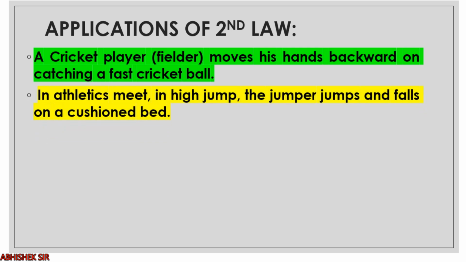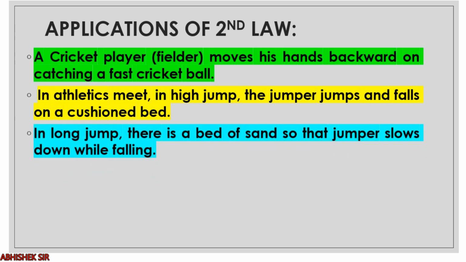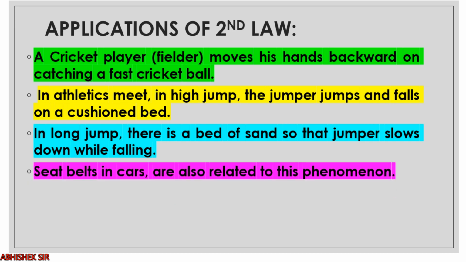In an athletics meet, in the high jump specifically, the jumper is falling on a cushioned bed. That cushioned, soft bed will take the impact and reduce the force. So he or she will not get hurt. The same concept is applied in the long jump, where we have a bed of sand, so that the jumper slows down while falling, right? And he or she is not hurt in the legs.